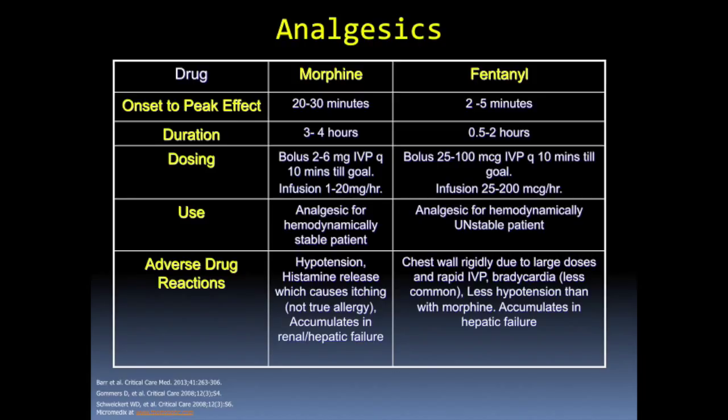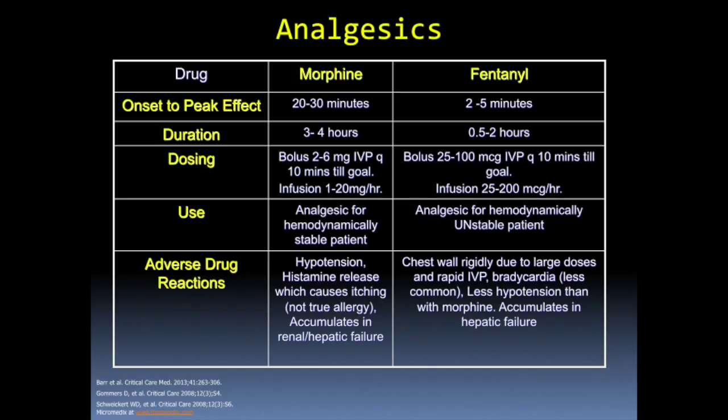With fentanyl, you can give bolus IV pushes of 25 to 100 micrograms every 10 minutes, again until goal. Again, we're emphasizing having to assess your patient every 10 minutes and providing them with a bolus of analgesic if needed. And if you can't control them with IV pushes, you can also, with fentanyl, start an infusion. Morphine is the preferred analgesic for a patient who's hemodynamically stable, but most will probably end up needing fentanyl because it's the analgesic of choice for a patient who's hemodynamically unstable. Things you should consider from an adverse drug reaction standpoint with morphine are hypotension, which is related to histamine release, and itching, again related to the histamine release of morphine.